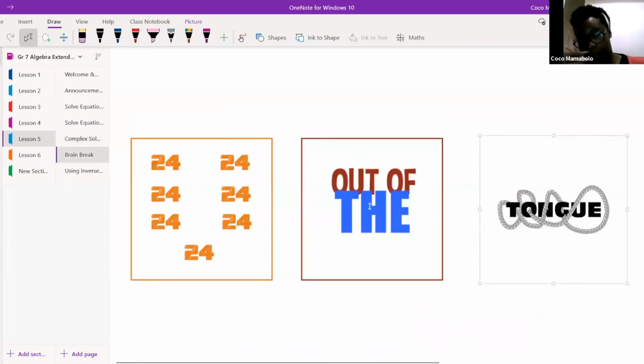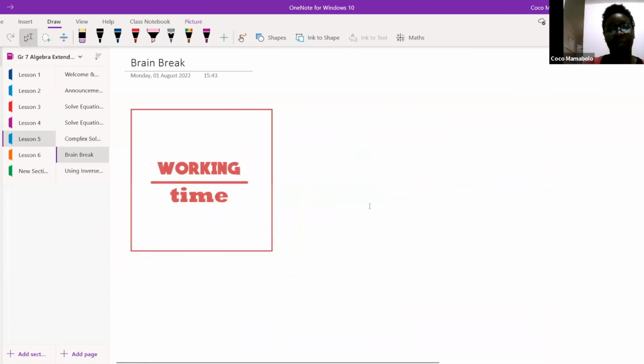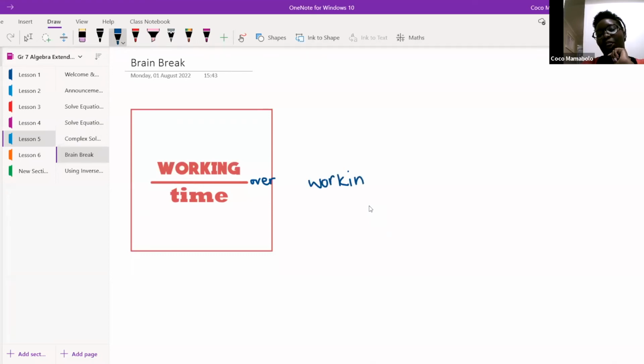Teacher Kat, are you going to help me with this one? Yes, excellent. Remember we were talking about how if I have 16 over 4, I call this thing over here, my answer is going to be 4. So what would this one be if I have the over sign over here? What is this one actually going to be called? Working overtime.